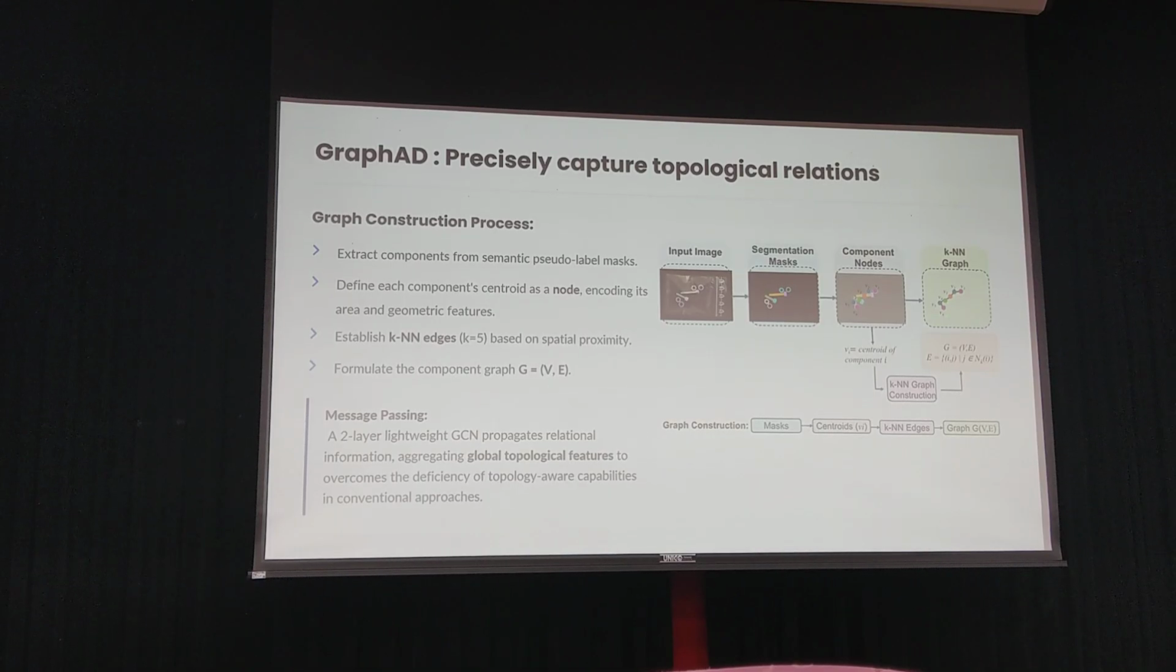So in the end, I get a component graph where nodes represent detected components and the edges represent spatial neighborhood relations. Each node includes geometric features and a local classification score. Then I use a lightweight GCN to perform message passing, so that each node can incorporate information from nearby components. Finally, I use an encoder to get a graph-level representation and output a graph anomaly score.